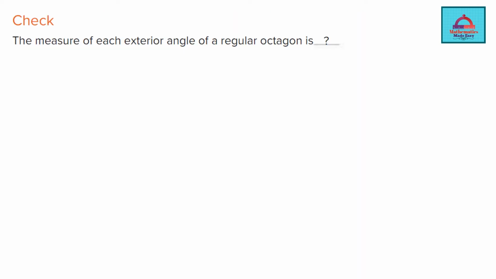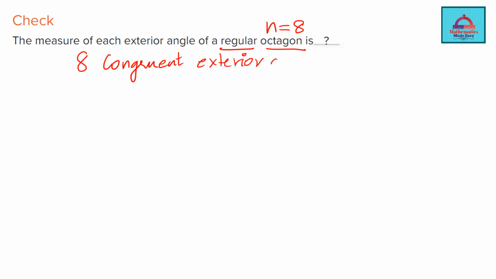Now let's solve a question together. We have a regular octagon. An octagon has 8 sides. So there are going to be 8 congruent exterior angles. So you have to add n plus n plus n. You have to take its sum. How many times? 8 times.